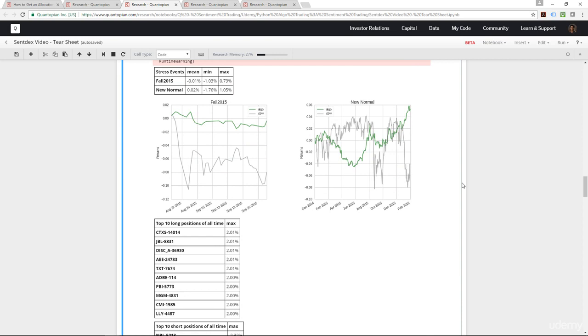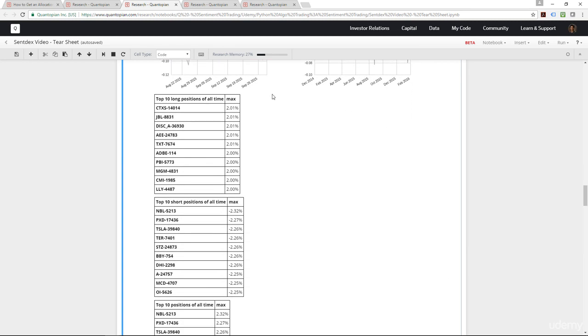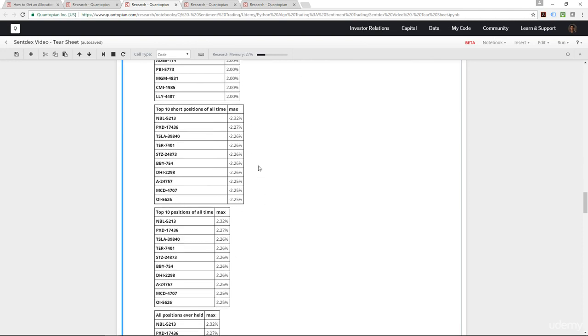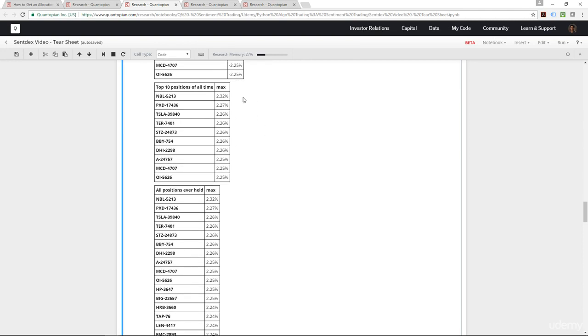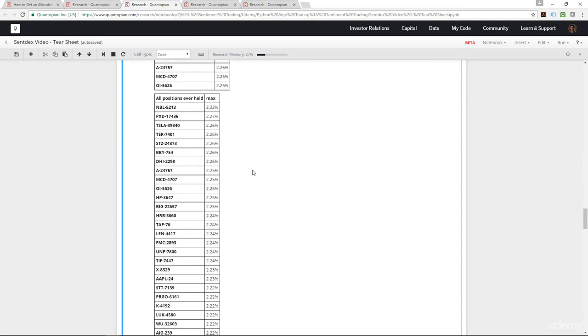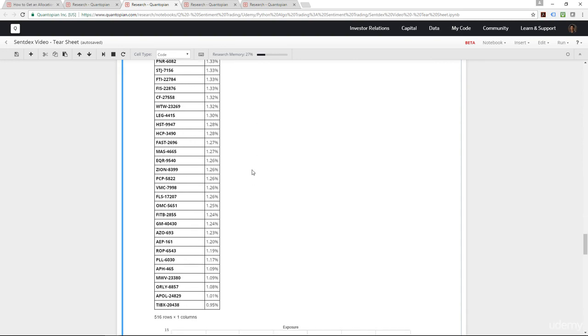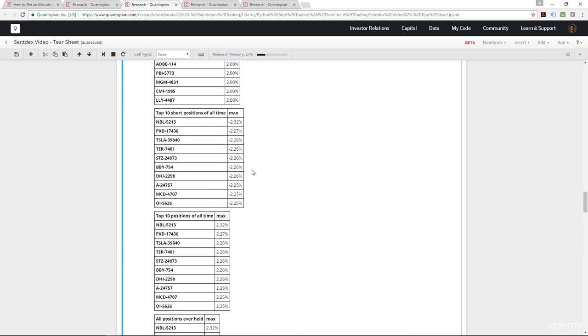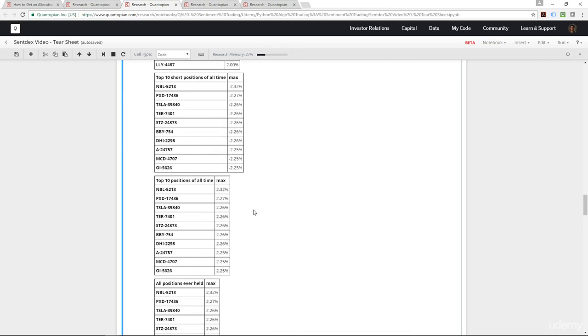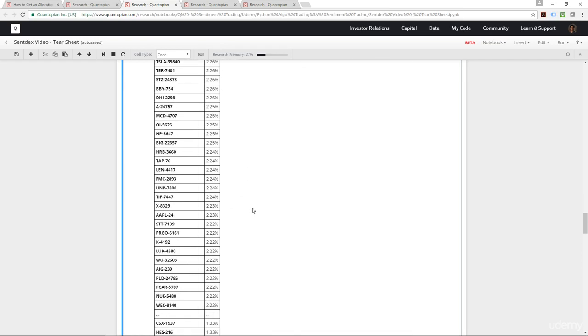During some of the stress periods, the algo just basically stayed put. S&P was down, hovering around minus 8%. Under the new normal, it took a wee while for the algo to adjust, but it actually took off towards the later period. Top long 2%, that's great. Top short is also 2%. Top 10 position 2%. Now this is what I really like about this algo, is that the exposure is at most 2.3%. And that is really great.